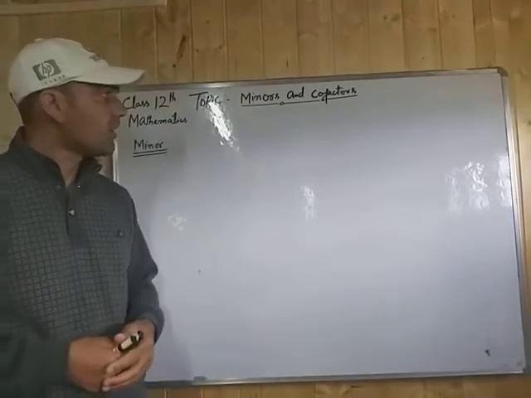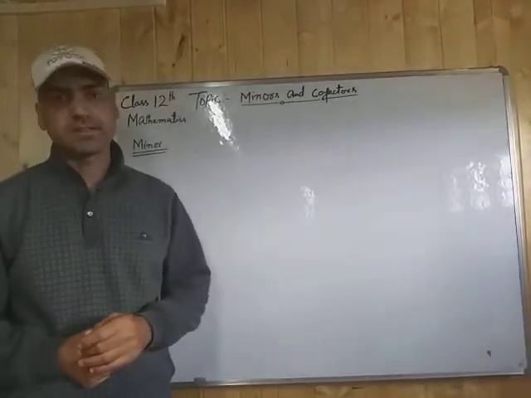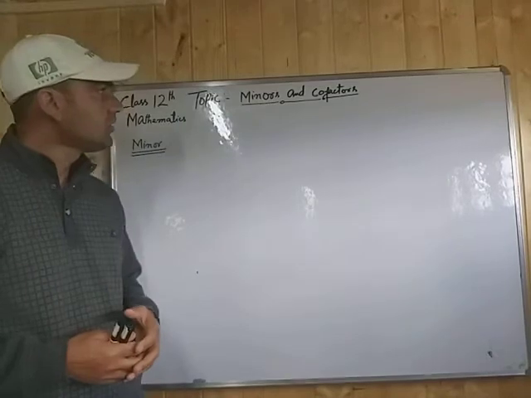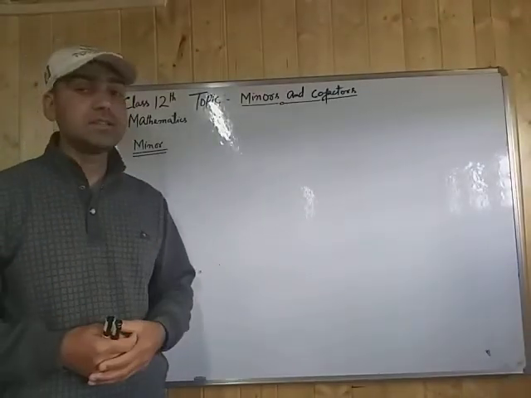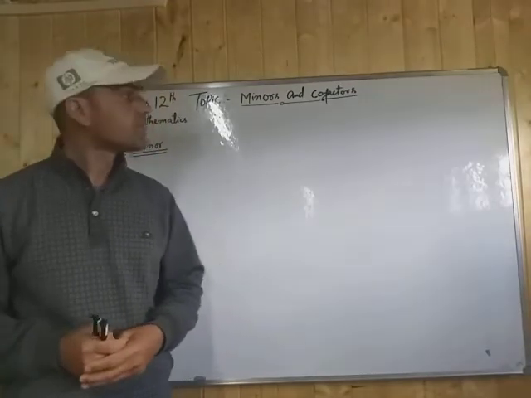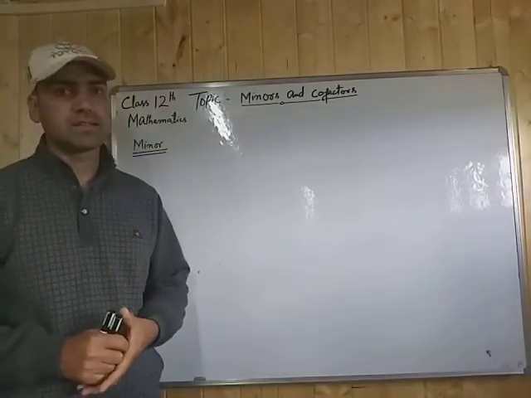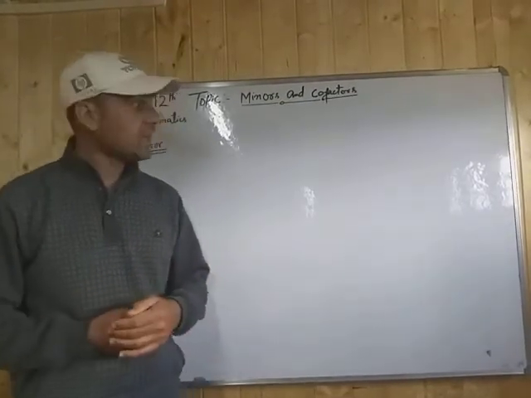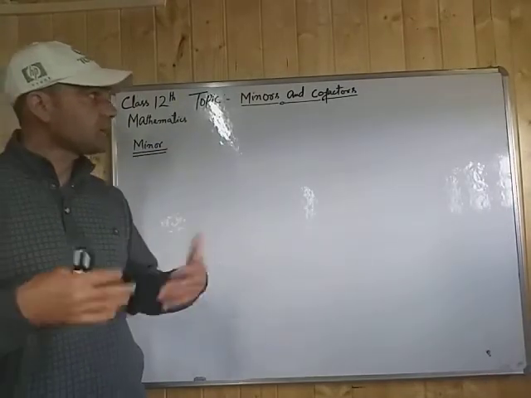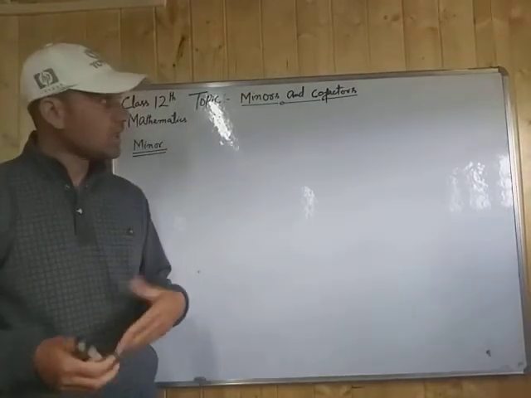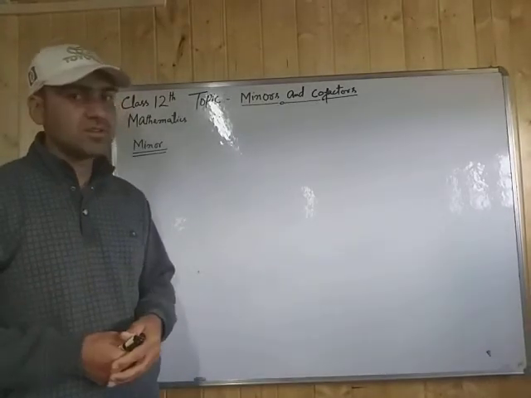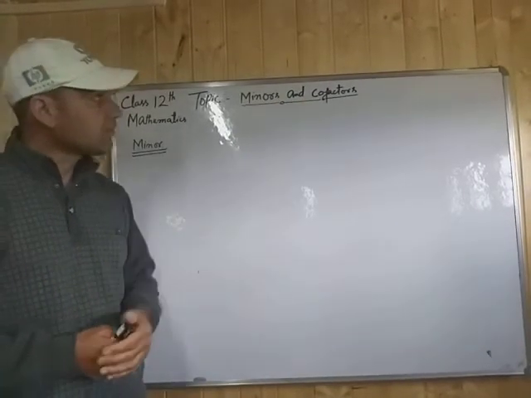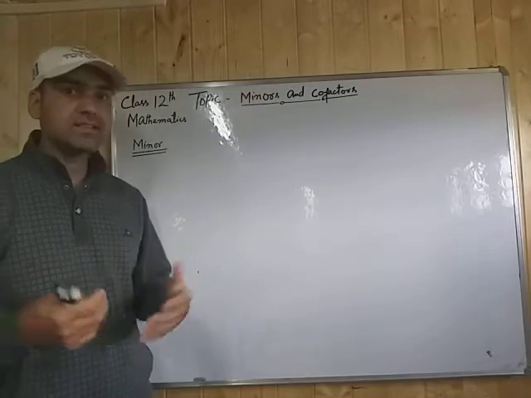Today we will discuss minors and cofactors. First of all, we should know why these minors and cofactors are used. They are used in order to find the inverse of a matrix. But when we calculate the inverse of a matrix, the adjoint of a matrix is needed. Also, when we calculate the adjoint of a matrix, cofactors are used. Now, when we want to calculate the cofactors, minors are used.